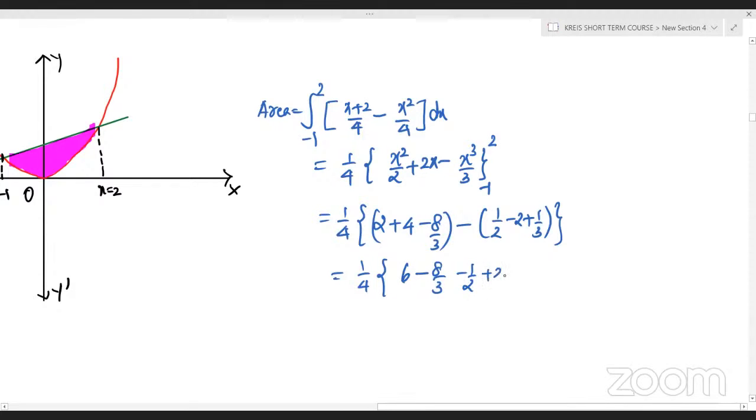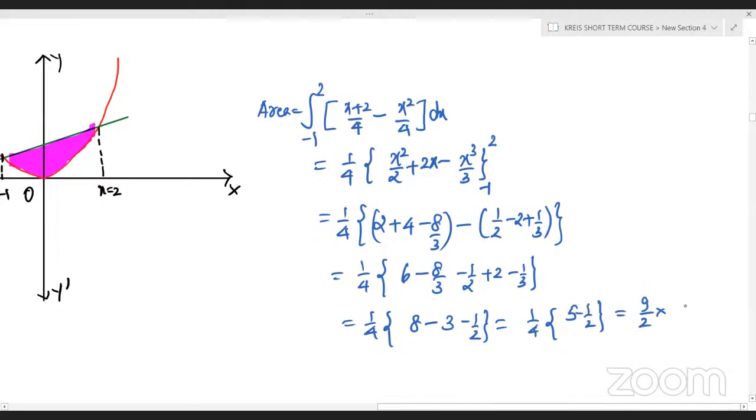So plus 2 minus 1 by 3 you get. It is 1 by 4 into 6 plus 2 is 8, minus 8 minus 1, minus 9 by 3, it becomes 3. Again minus 1 by 2 you get. It is 1 by 4 into 8 minus 3 is 5 minus 1 by 2. 10 minus 1, it is 9 by 2 into 1 by 4.